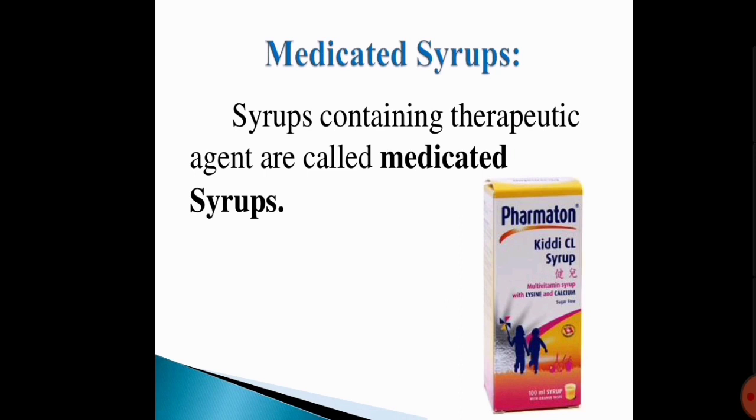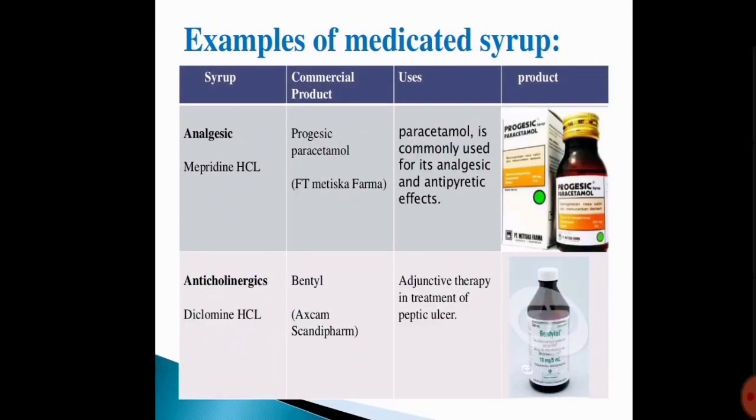Then we have medicated syrups. Syrups that contain therapeutic agents, or any medicine, the agent that can heal the ailment. Next we have examples of medicated syrups. Its commercial name is Progesic, a paracetamol syrup. Paracetamol is present, so it is an analgesic and also an antipyretic. You can see the product Progesic.